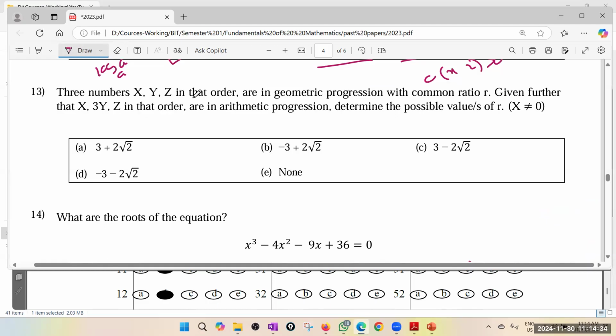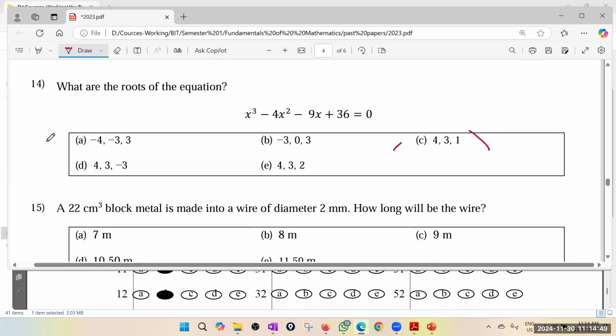Three numbers x, y, z in that order are in geometric progression, right? Anyway, progressions, sequences and series are definitely not in your syllabus. So therefore, I will skip this question because it's geometric progression. Right. So let's do the next question.